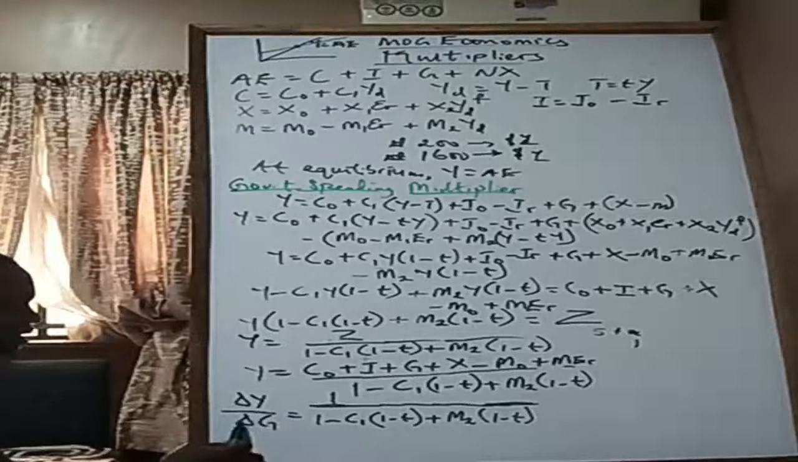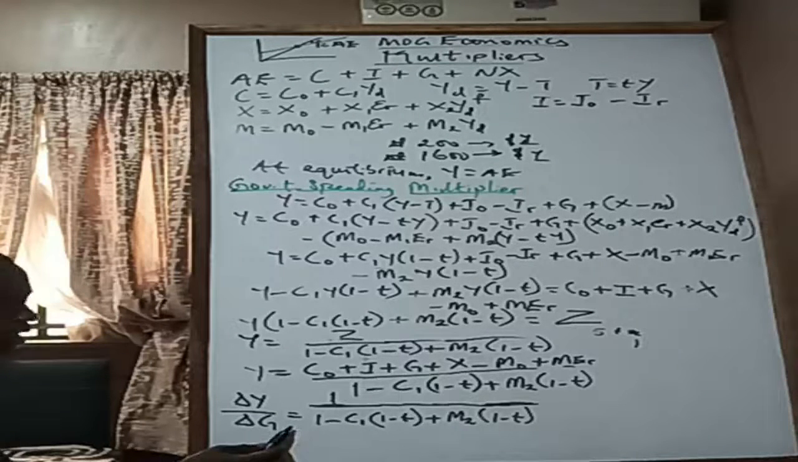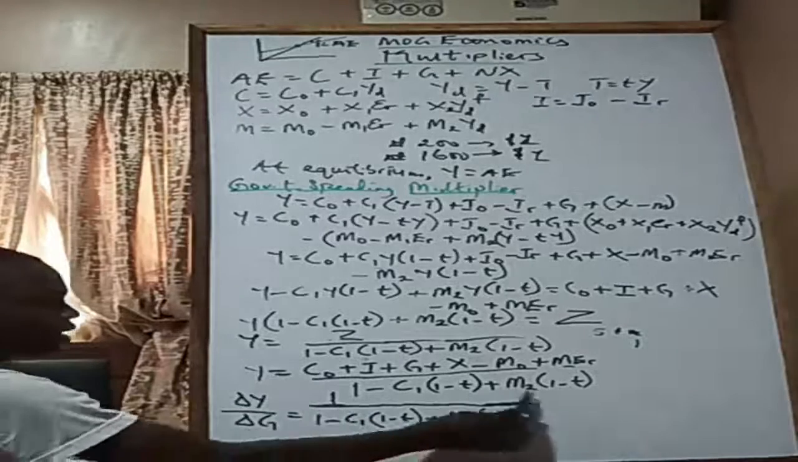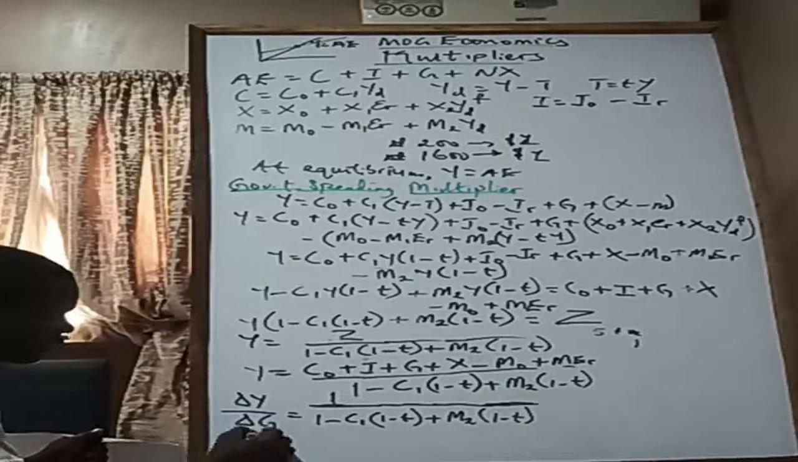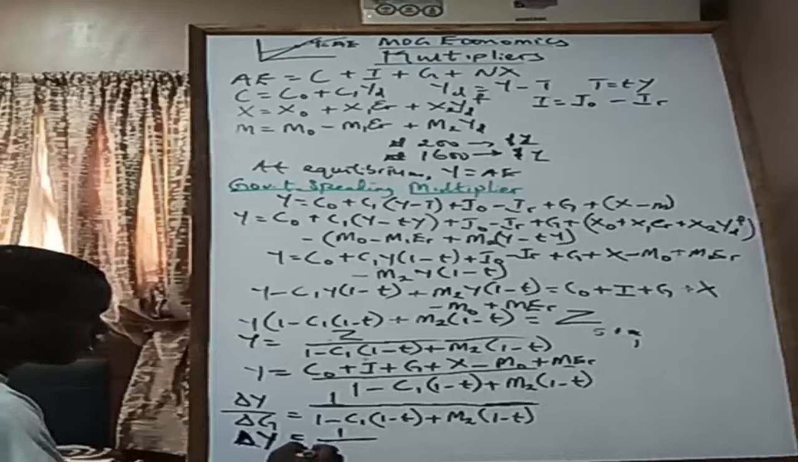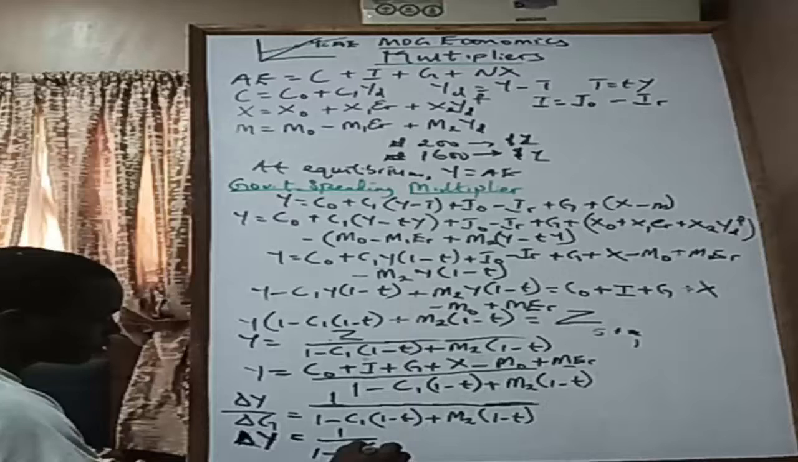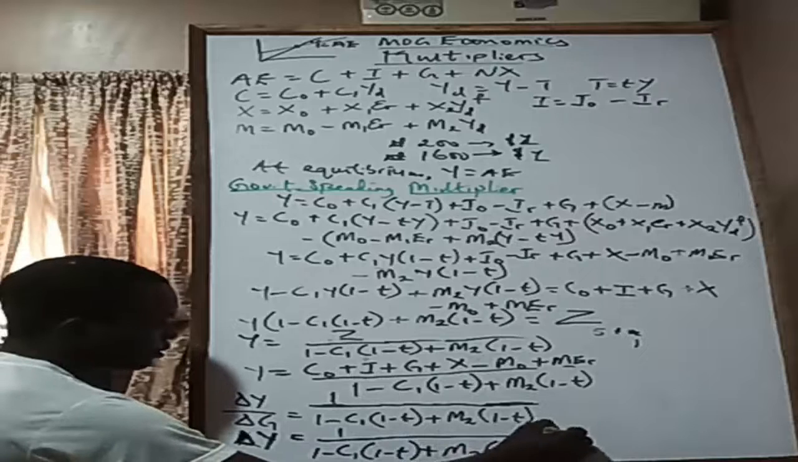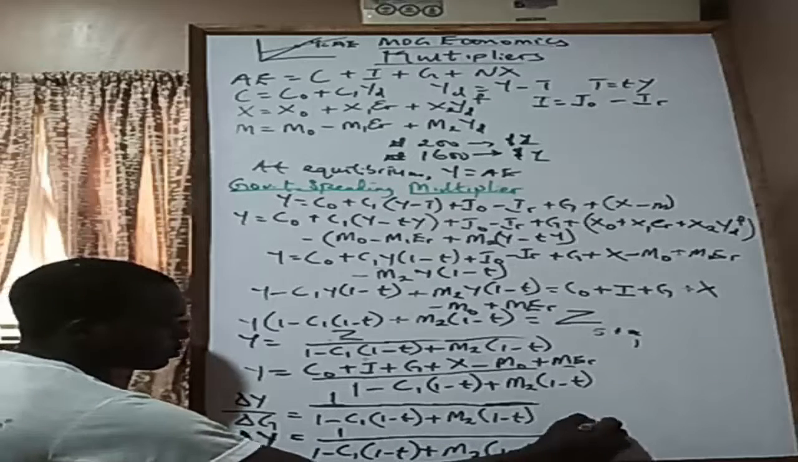So this is just trying to tell you that if the government spending should change by, let's say, 100 billion, right? So the change in equilibrium income would be 100 billion multiplied by this multiplier, right? So a change in dY is going to be 1 over 1 minus c1, 1 minus t, plus m2, 1 minus t, everything like this, then multiplied by dG.